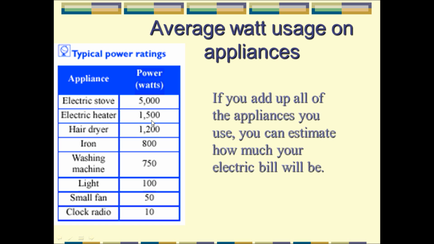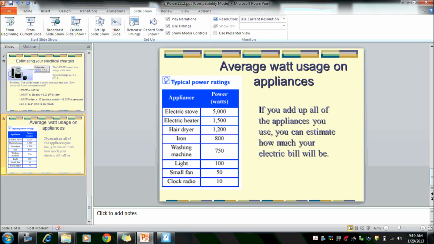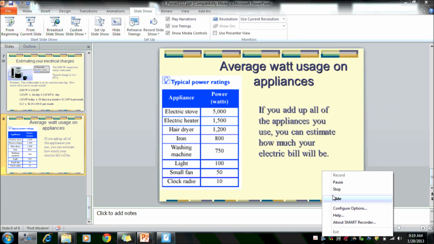Electric heaters, like the space heaters, those are about 1,500 watts. Hair dryers, it's always the number. Mine's a 1,600, so mine requires 1,600 watts of power to run. And so you can see where these things can add up. A clock radio doesn't seem like a lot, but that runs 24/7. So it's 10 watts for 24 hours a day. And it can add up. And that's it.